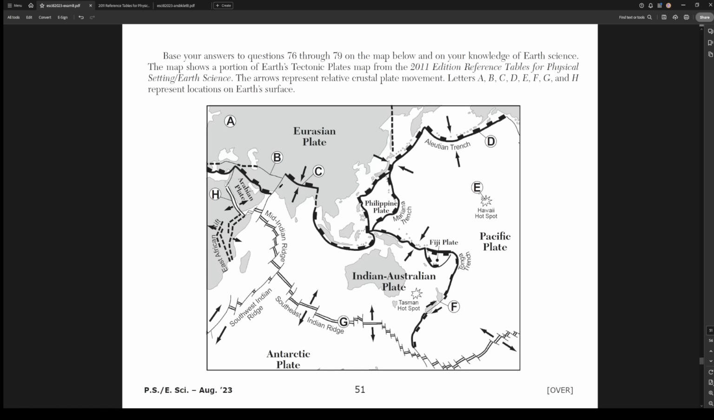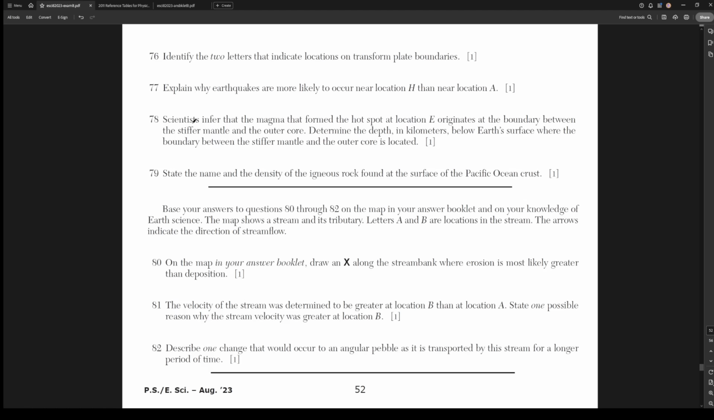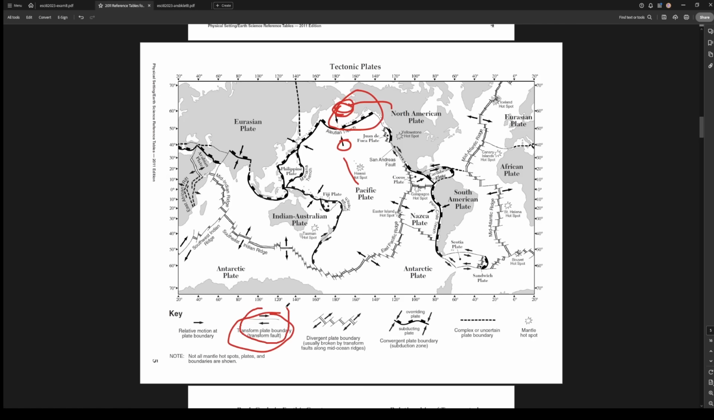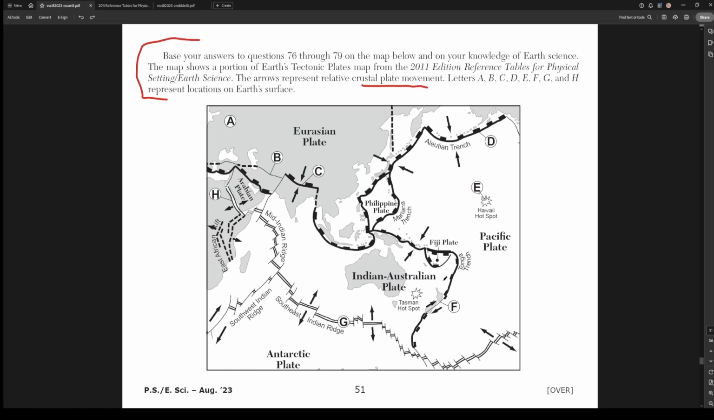10 more. Alright, we got a plate tectonics map. Okay. Nothing in the top here. I always scan this just to see if there's anything that is useful. Crustal plate movement. Okay. 2 letters that indicate the location of transform boundaries. So for transform boundaries, we're looking for the arrows going opposite or that solid line in between. So it looks like we're going to have this spot here and this spot here. F and B.